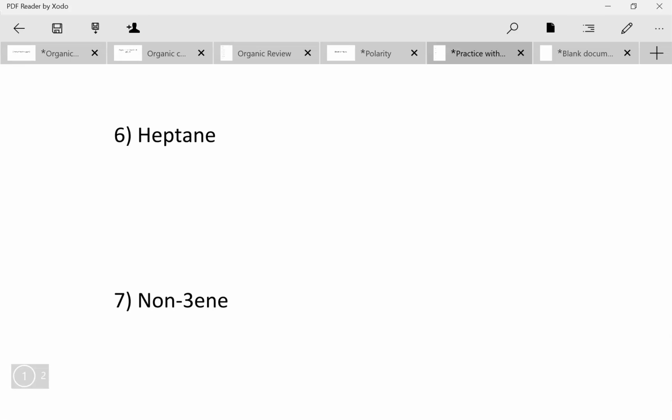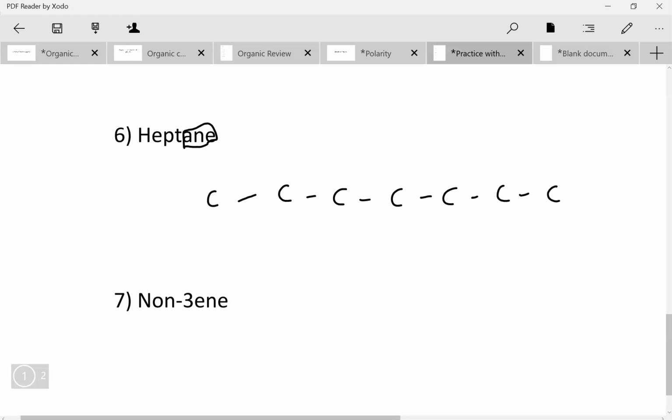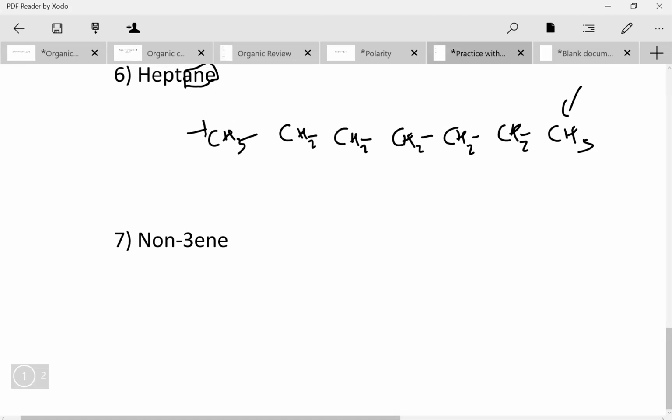Heptane. Heptane has no functional group, it is just an alkane. So this is just 7 carbons. 5, 6, 7. And then you fill in the hydrogens according to the number of bonds. Hopefully, straightforward. The end ones will have CH3, the middle ones will have CH2, because they all have 2 bonds.